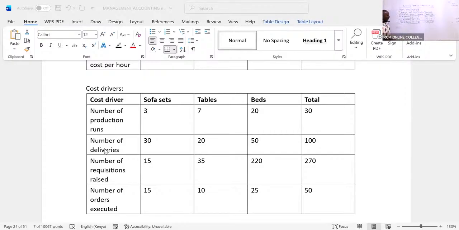And then, ladies and gentlemen, after that, we have number of orders executed: 15, 10, 25. Giving us what at the end of the day? 50 here.